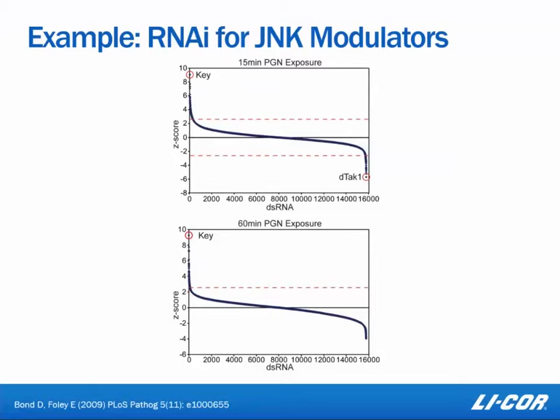Now for both of these two graphs, the y-axis is a z-score. The positive numbers you see reflect increases in JNK phosphorylation, and the negative numbers reflect decreases in JNK phosphorylation. The red dotted lines you see signify significance for these assays. From this screen, they could identify a number of JNK modulators. From here, they wanted to confirm these results with additional In-Cell Western assays.